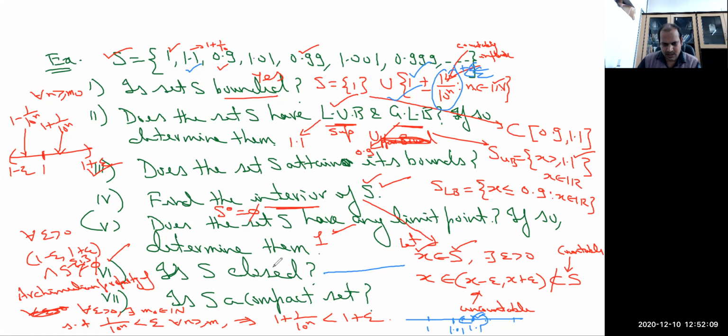Now the question is, is this set closed? We know that a set is said to be closed if it contains all of its limit points. Clearly 1 is already there in the set. So the answer is yes, this set is closed. Now, is this set a compact set?